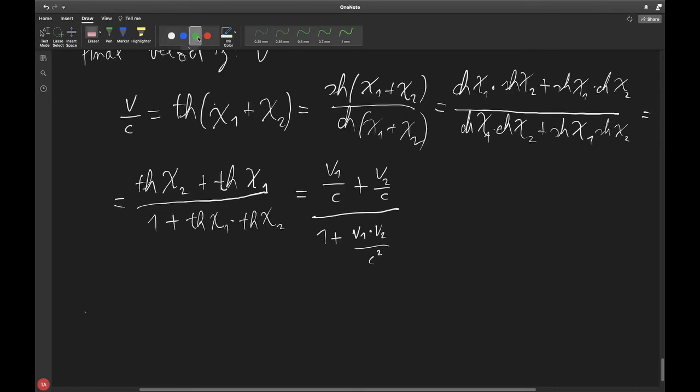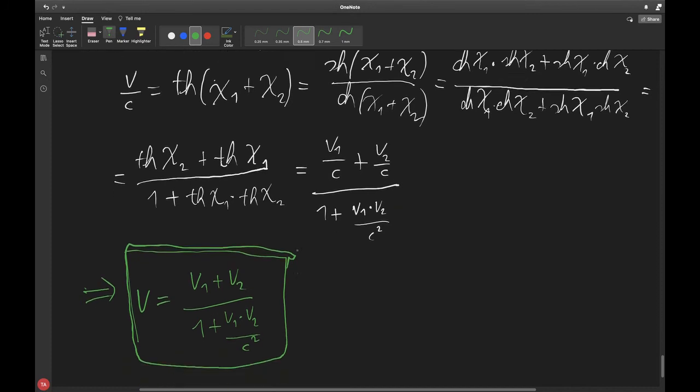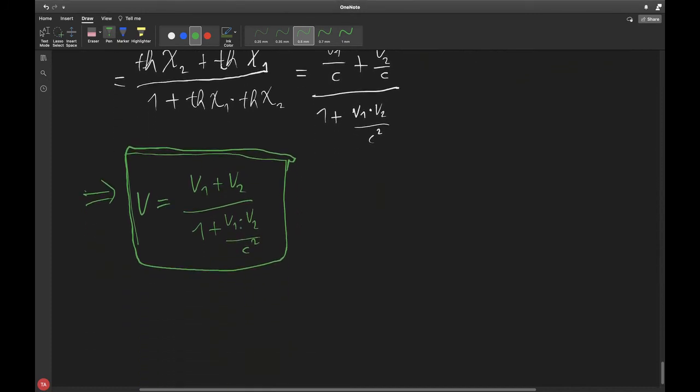By multiplying with c, we get that the final velocity is v1 plus v2, which would be what we see from the classical point of view, but we need to divide this by 1 plus v1 times v2 divided by c squared. And this is the formula to really add the velocities. This is the formula to add velocities in the classical way as well, just when v1 and v2 are very small.